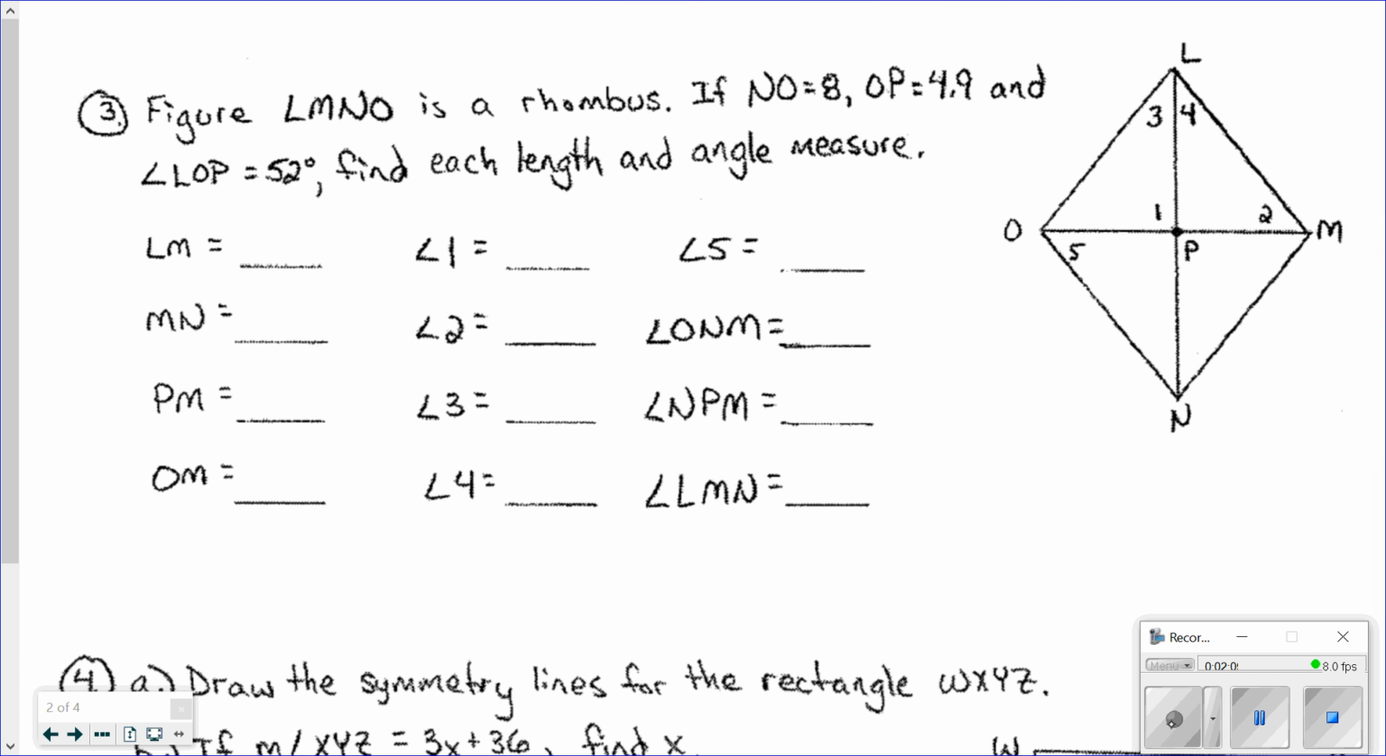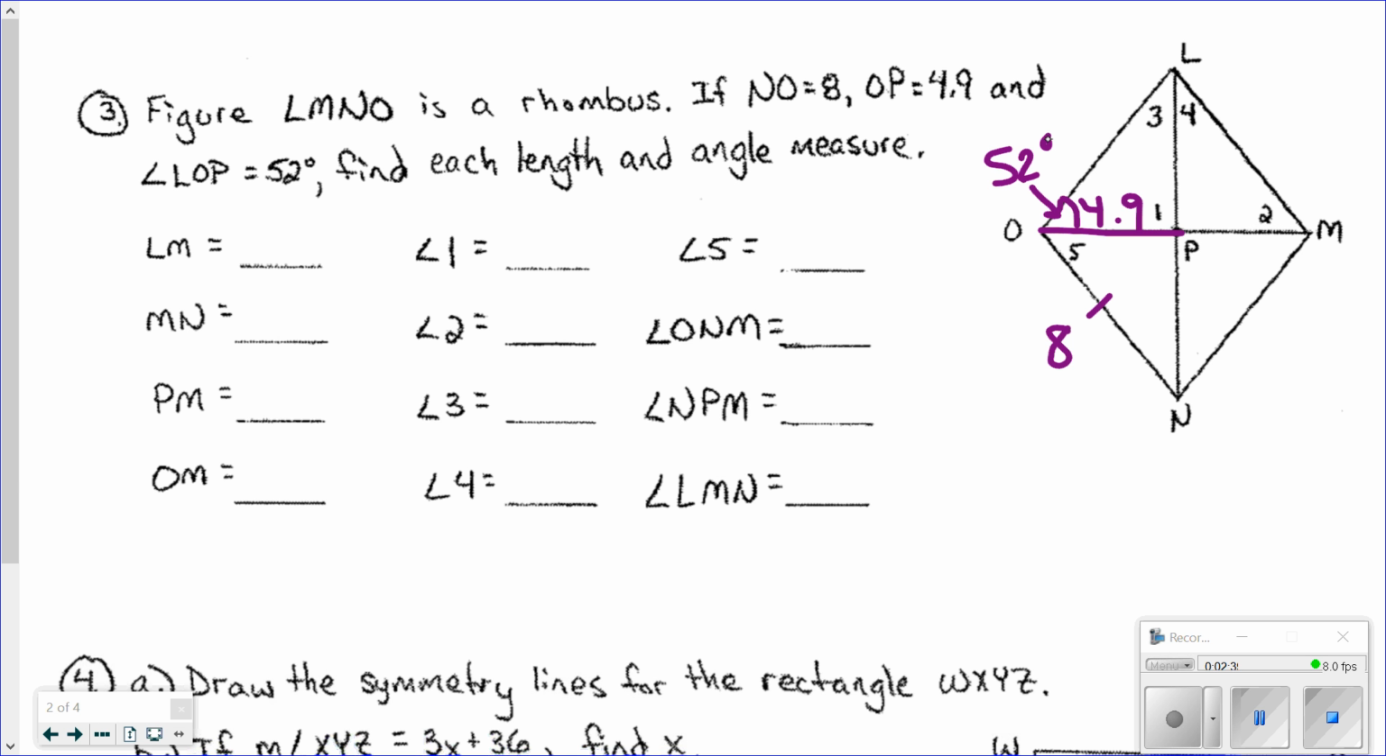Figure LMNO is a rhombus. If NO is equal to 8, which is right here, OP is equal to 4.9, so OP is this segment right here. And angle LOP is 52, so this angle right here, and I'll draw an arrow, is 52 degrees. Find each length and angle measure.